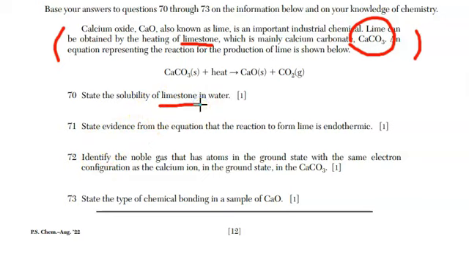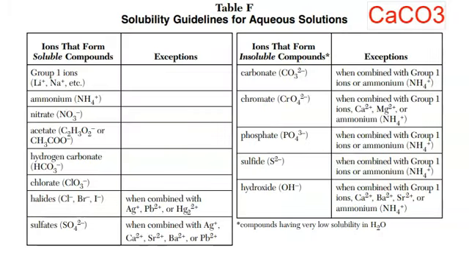And in order to figure that out, again, you had to go to the reading passage. Now, in the equation, we're heating calcium carbonate to produce lime and carbon dioxide. That's not where you're going to find this answer. In order to find the answer to the solubility of calcium carbonate, you have to realize you've got to go to the reference tables and specifically the solubility table. Let's do that. All right, so here we are, reference table F is our solubility guidelines.